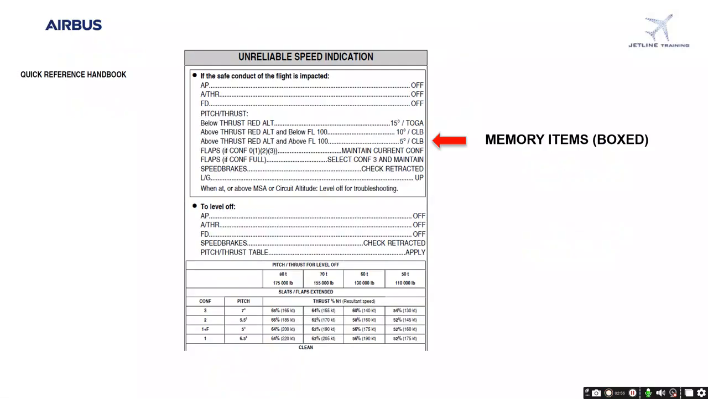We spoke about this unreliable speed indication. So when the pilot flying calls for unreliable speed, pilot flying performs memory items, and pilot monitoring opens QRH, and these memory items are here in boxed, and then pilot monitoring checks that the memory items are performed correctly and continue reading, in this case to level off, and for the purpose of leveling off and troubleshooting.